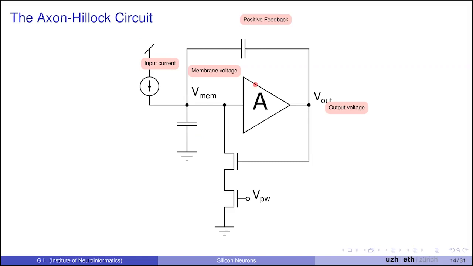And this capacitor here is important because it implements positive feedback. We'll actually see all of these in detail in the next few slides. And you realize that when Vmem discharges, it goes down. At some point, it will go so low that it will cross the threshold of the amplifier again. Vout will go back to 0, and so everything will be reset. So let's look at it in detail. How does this actually work?